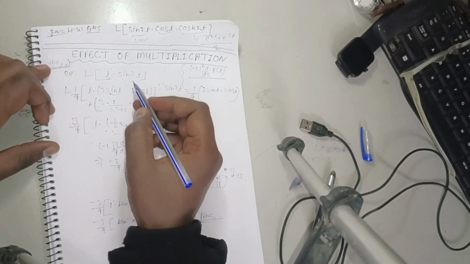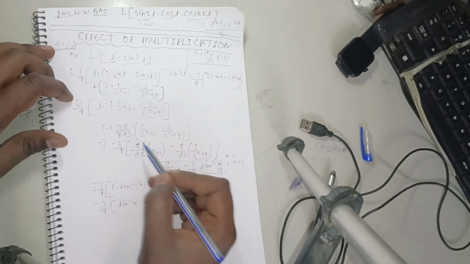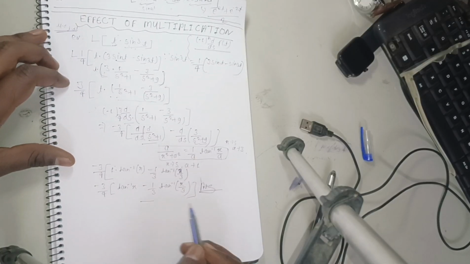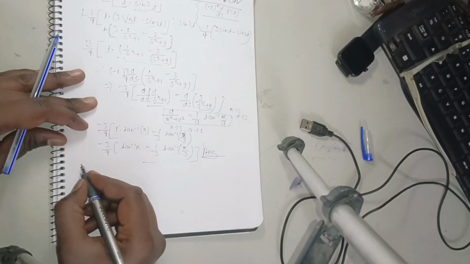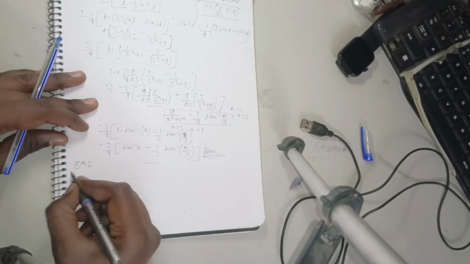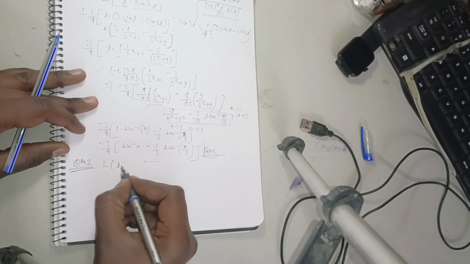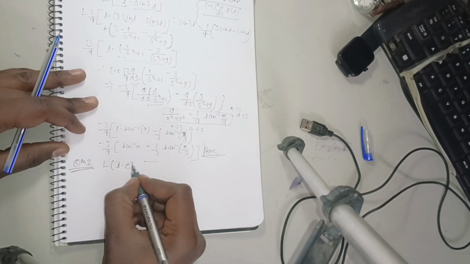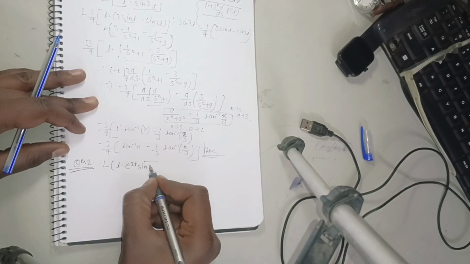So what I did is simply I used this formula, then this and this, and then this. Now let's take another question, that is question number 2: Laplace of t into e to the power 3t sine 4t.